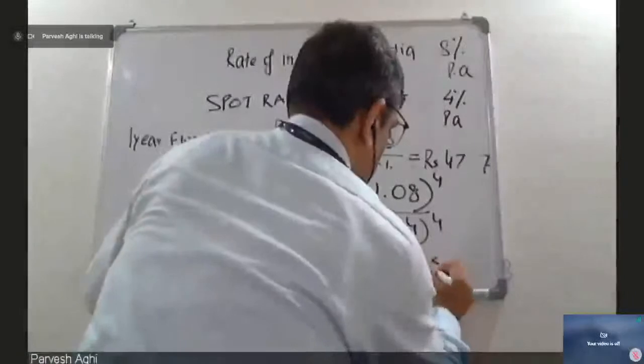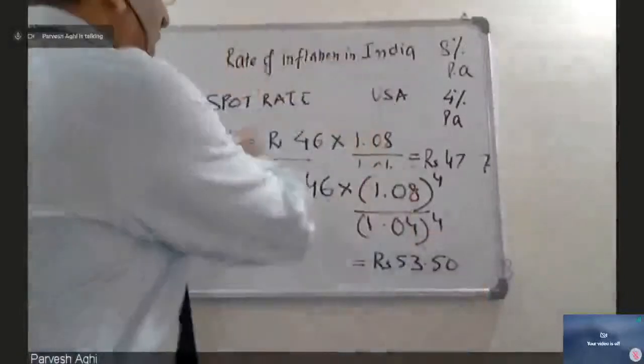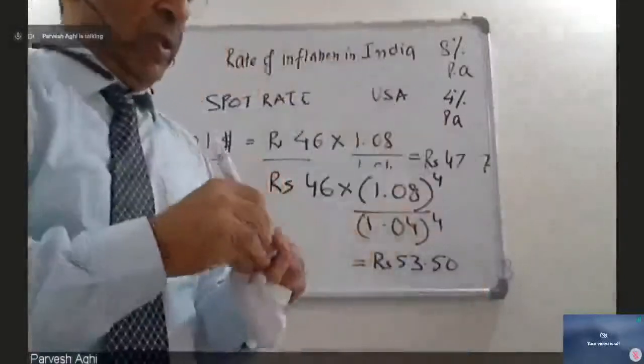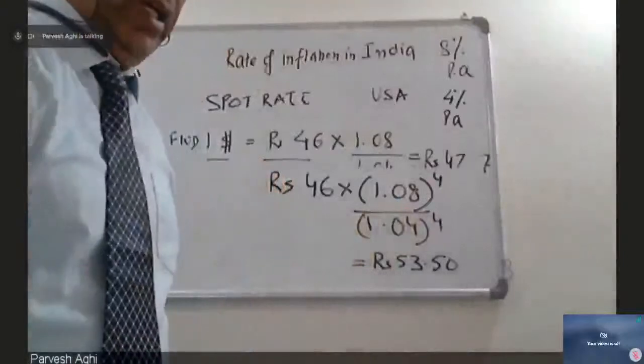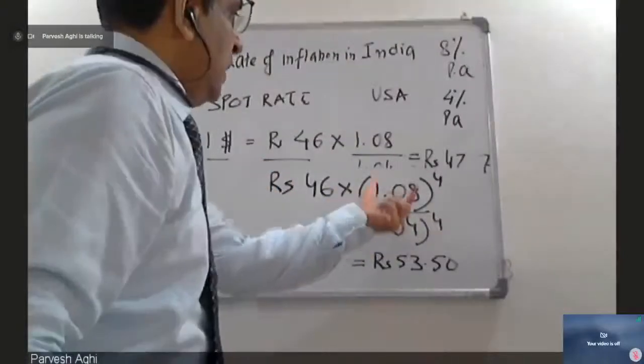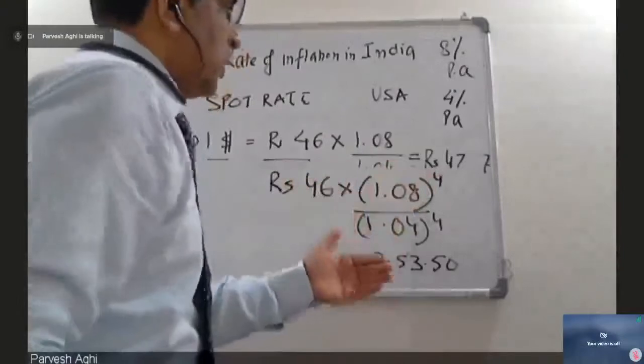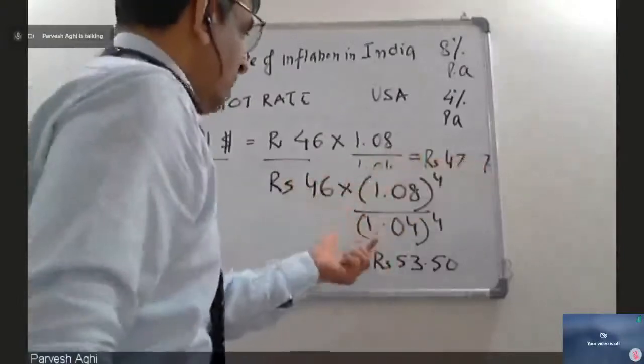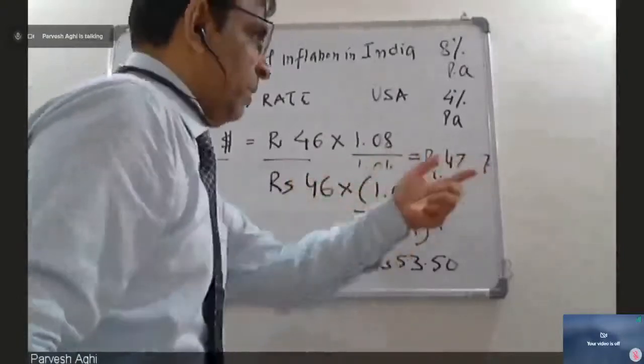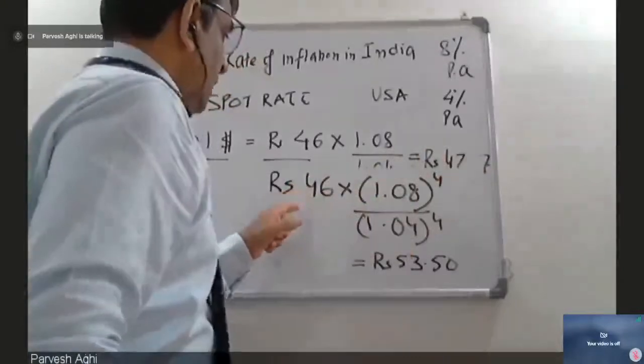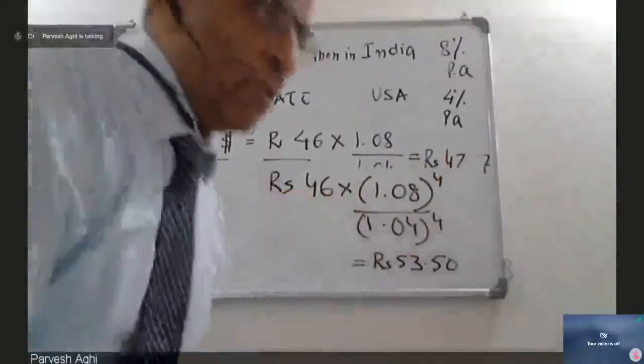50 paise. So instead of taking a long cut, you can always use and calculate the 4th year rate by 1.08 raised to power 4. So that means 1.08 multiplied 4 times divided by 1.04 multiplied 4 times. Solving it and multiplying by 46, we get 53.50. So your answer is right.